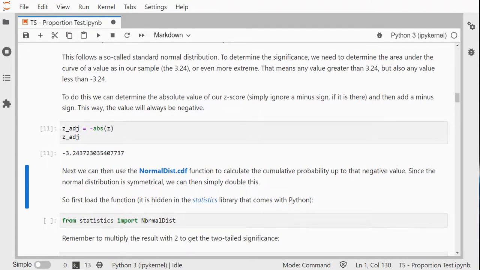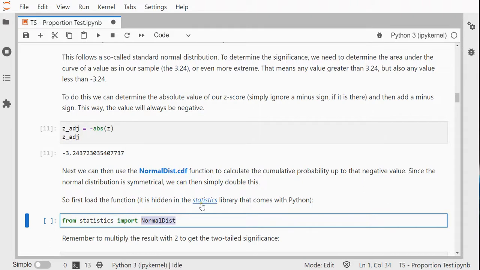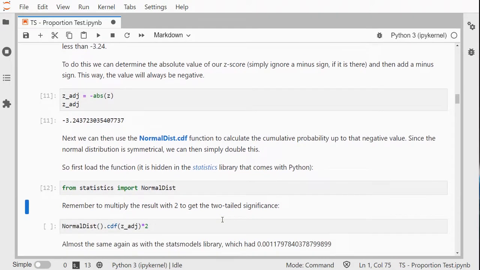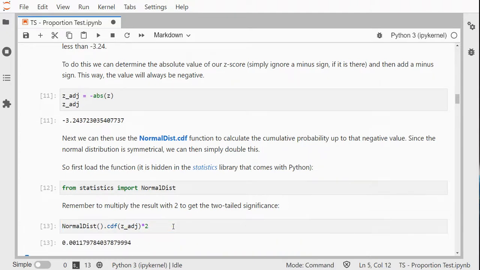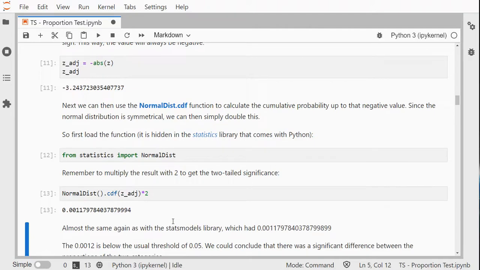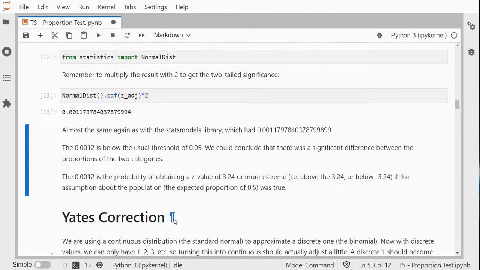And then I can use the normal distribution, which is in Python's statistics library since 3 point something. I can load that in, and then I can use the cumulative density function. I multiply it by 2 because I wanted it two-tailed, and that should give me the same probability as earlier. There's a small rounding difference at the end, but it's almost exactly the same.